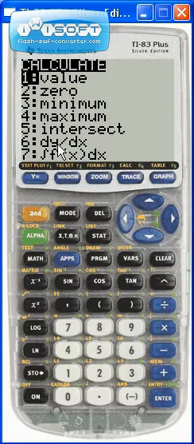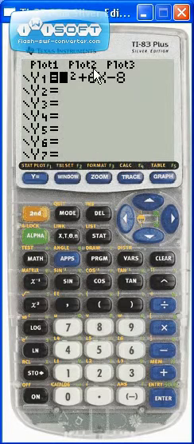These last two, dy/dx, this is a derivative. That's a calculus topic. Integral, f of x dx, this is also a calculus topic. So for our purposes, we're not going to do either of those two. So mainly these first five, and this time we'll talk about the intersection.